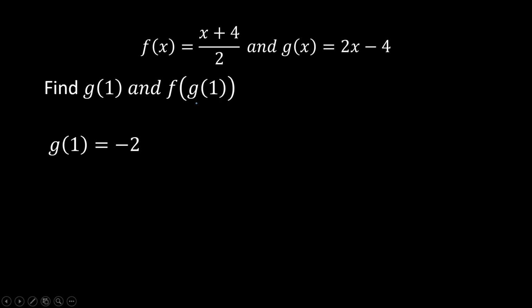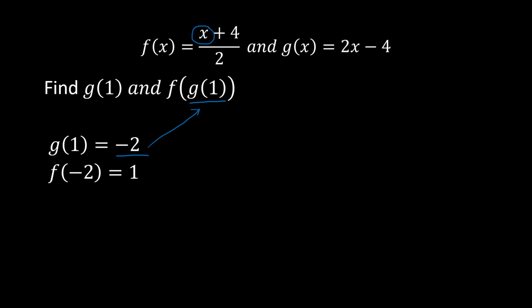Okay, and then f of g of 1. To find f of g of 1, in place of g of 1 right here, I can now plug in this negative 2, because g of 1 is equal to negative 2. So what I have is f of negative 2, which means I plug a negative 2 in for x into the f function. So I now have negative 2 plus 4 over 2, which would give me 1.